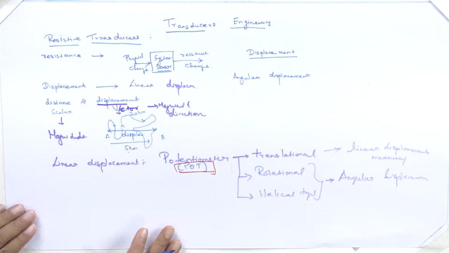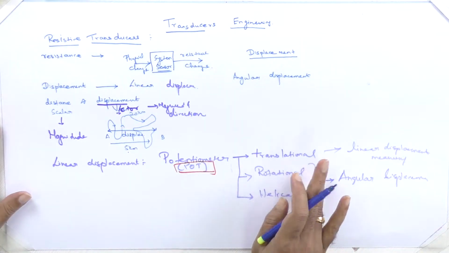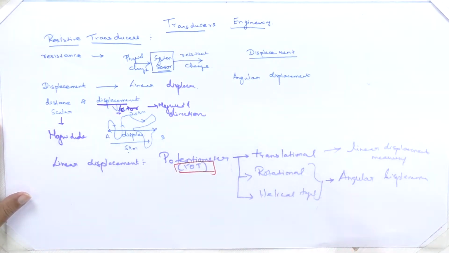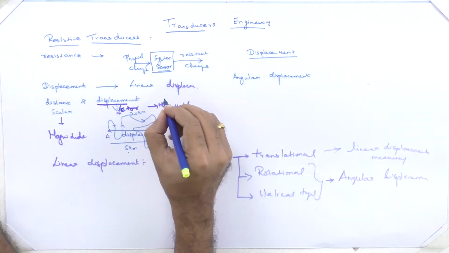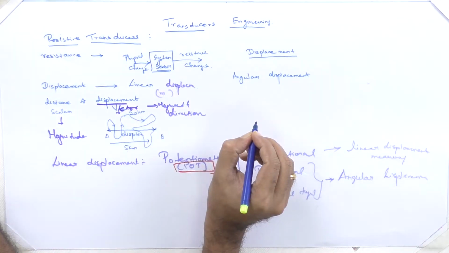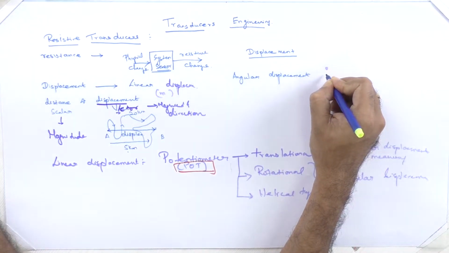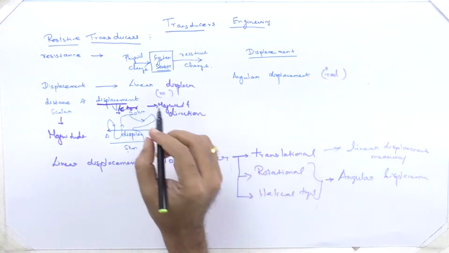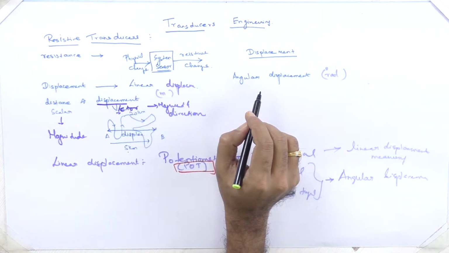Okay, so we have our basic transducer, the potentiometer, which is divided into three categories: translational, rotational, and helical. The translational is used for linear displacement measuring. The rotational and helical are used for angular displacement measuring. Linear displacement is shown in meters or centimeters, and angular displacement is in degrees or radians. So now you understand that we are going to measure linear displacement and angular displacement using the potentiometer.